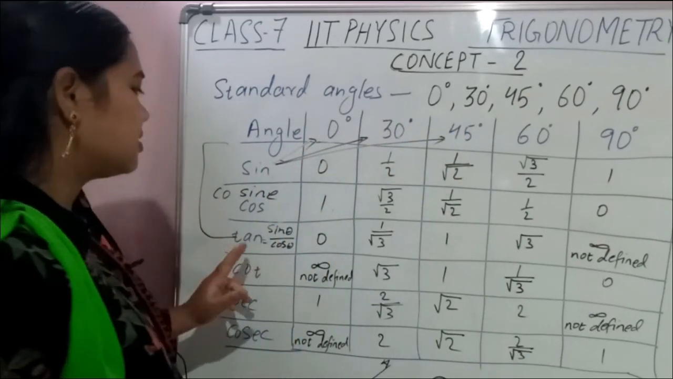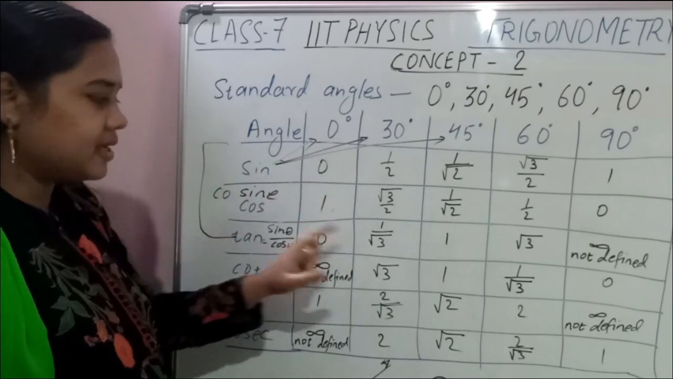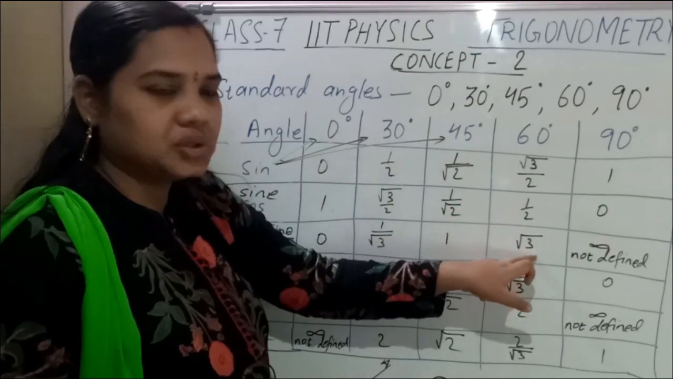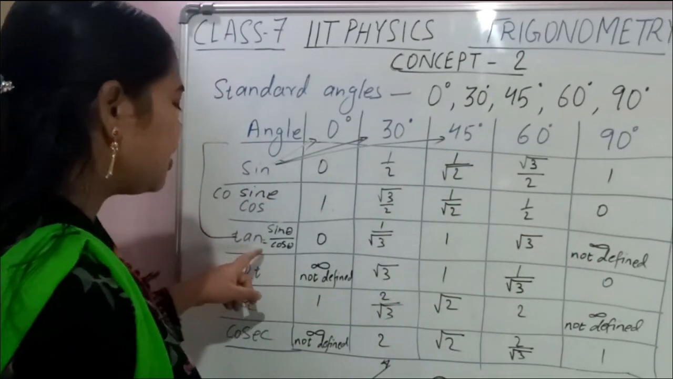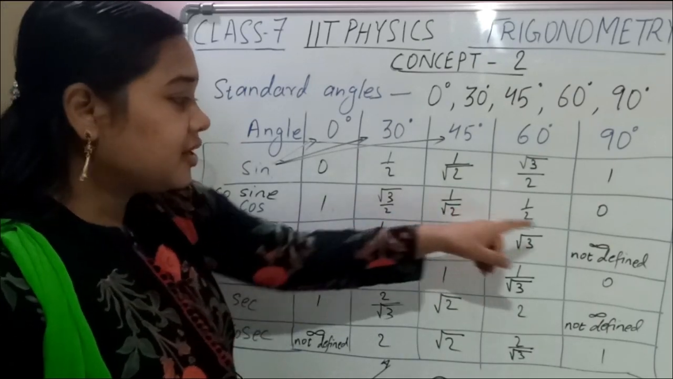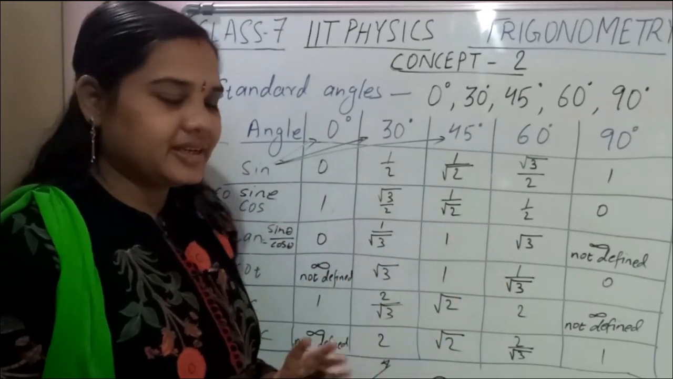Tan theta value, see: tan 0 is 0, tan 30 is 1 by root 3, tan 45 is 1, tan 60 is root 3, tan 90 is not defined. So you see the value of tan is also increasing. It's increasing from 0 to infinity when we go from 0 to 90 degree.